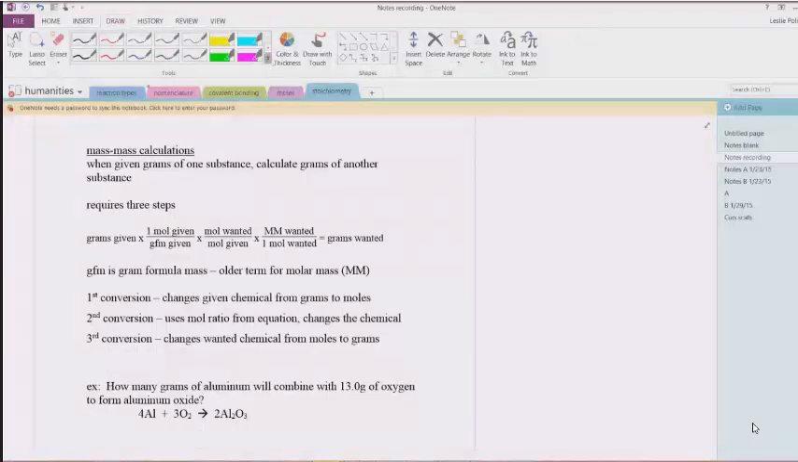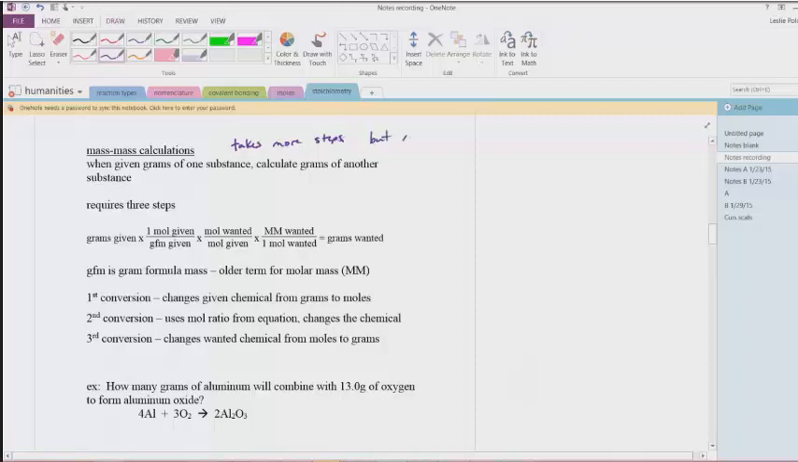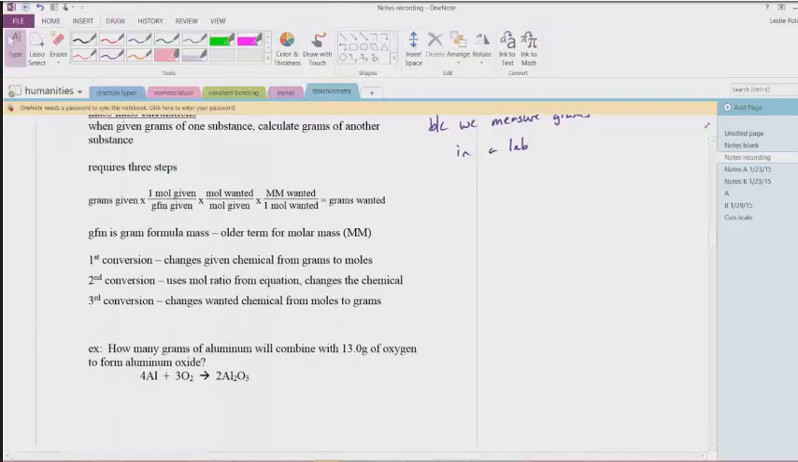Mass to mass. It takes more steps, but it's a more practical problem because we measure grams in a lab. Okay? So, you're going to take some steps.